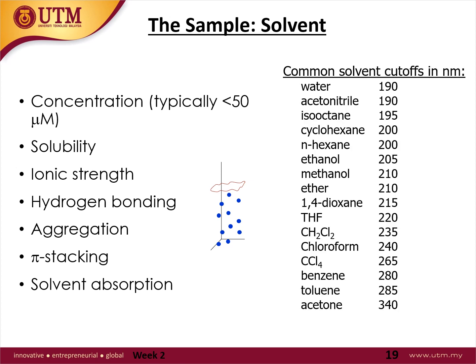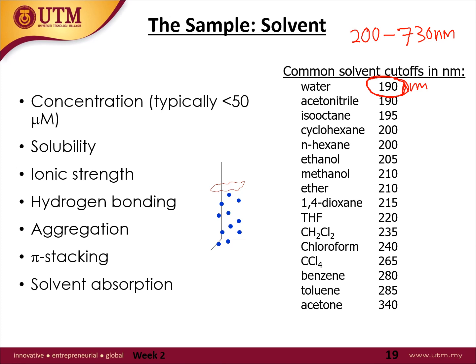Okay, for example, water will absorb UV radiation at 190 nanometer. This is not a problem, because most of the samples we analyze are between 200 to 730 nanometer, right? So water is the most common solvent used in UV visible, the common solvent to prepare your sample.